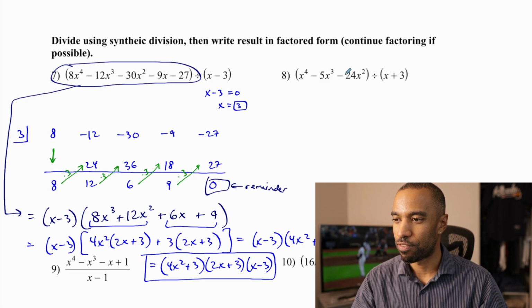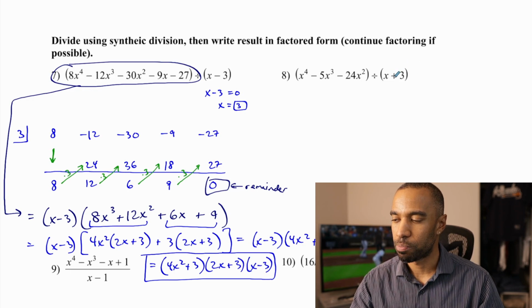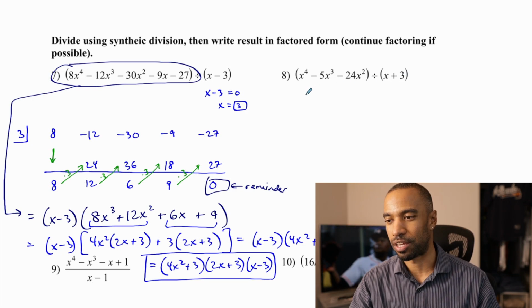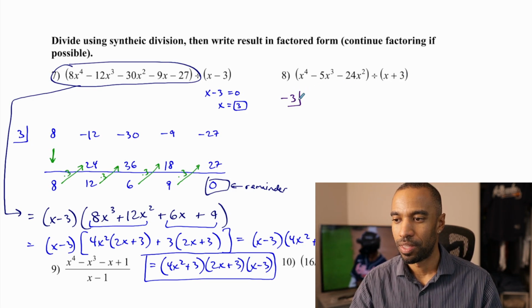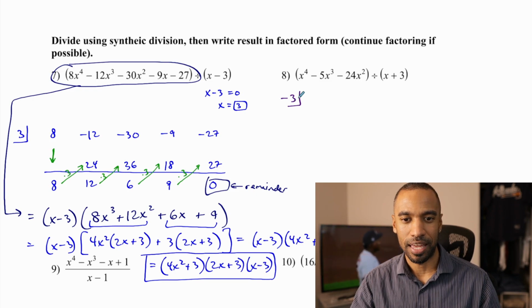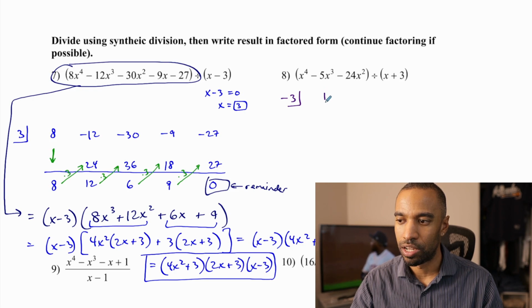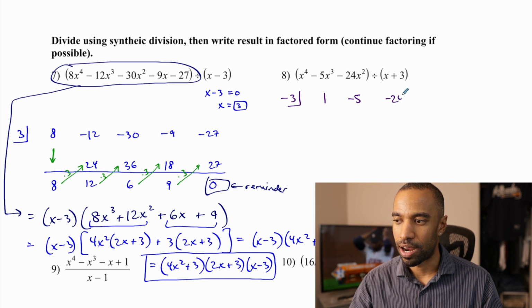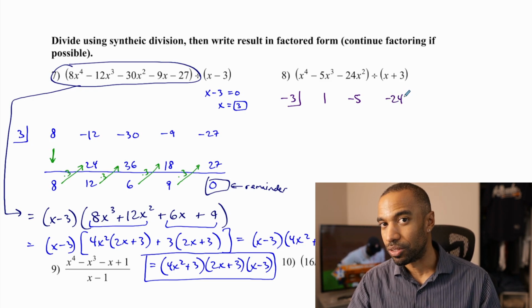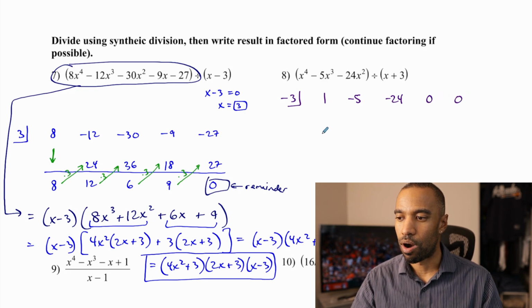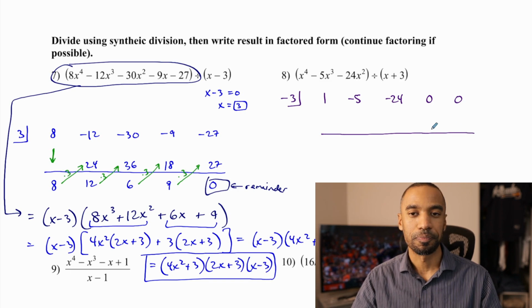x to the 4th minus 5x cubed minus 24x squared, divided by x plus 3. Now, if x plus 3 equals 0 and I subtract 3 from both sides, the root will be negative 3. So in synthetic division, everything is going to multiply by that negative 3 as we add down the lists. I have an x to the 4th term with coefficient 1, negative 5x cubed, negative 24x squared. We need a linear term, 0x, and a constant, 0. We need to go all the way down to the constant as we divide.